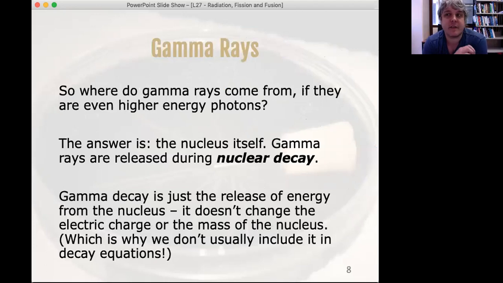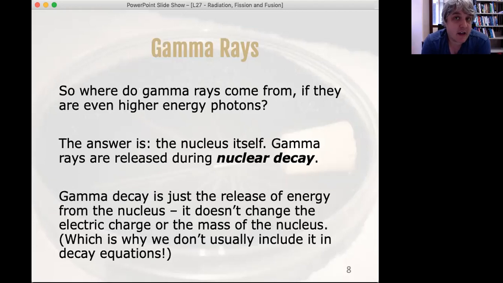But we said gamma rays are even higher energy than those X-rays. And if the electron is already jumping from its highest shell to its inner shell on a big atom, there's no way we can get a bigger jump for that electron. We can't get more energy out of that electron. So clearly gamma rays are not coming from this electron jumping down levels. They're not coming from that same place. Where are they coming from? The answer is the nucleus itself. Gamma rays are released during nuclear decay. So during the alpha and beta decay that we already talked about, that's where gamma rays come from as well.